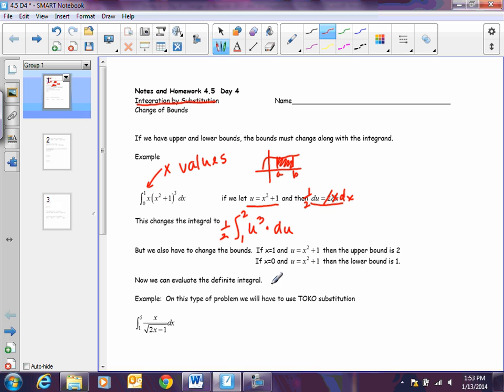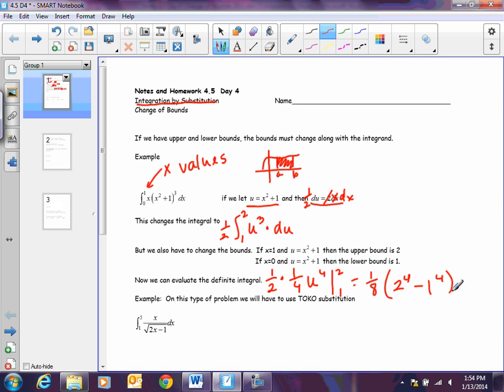So to go ahead and finish this problem, we'd have 1/2. What is the antiderivative of u cubed? 1/4 u to the 4th. And then we're going to plug now 2 and 1 in. We cannot plug in the old x values. We have to plug in the u values. So we have a 1/8. And then 2 to the 4th. Remember, and then minus 1 to the 4th.